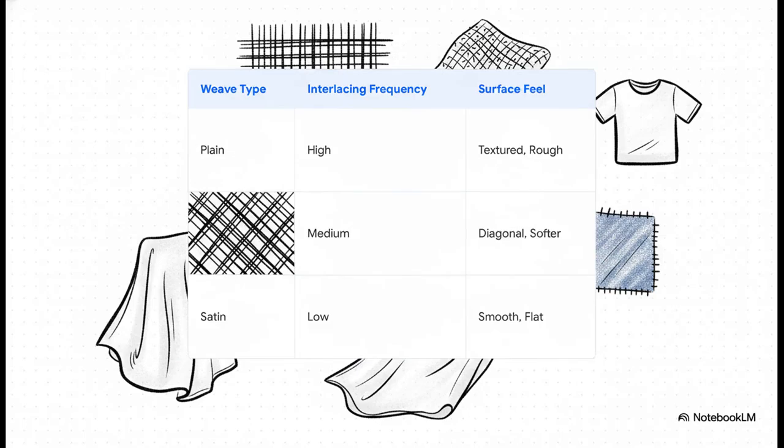Let's take a look. A plain weave, like in a basic cotton shirt, has a ton of interlacing points. That creates a more textured, kind of rough surface. A twill weave, just think of your jeans, has fewer interlacements. That's what creates that classic diagonal pattern and makes it feel softer. And then you have something like a satin weave, which has very, very few interlacing points. That lets long threads float on the surface, and that's exactly what makes it feel so incredibly smooth and flat.